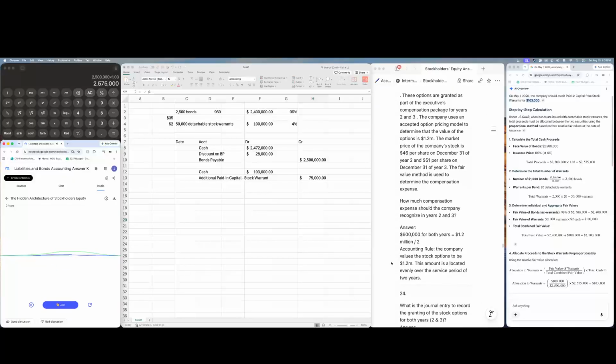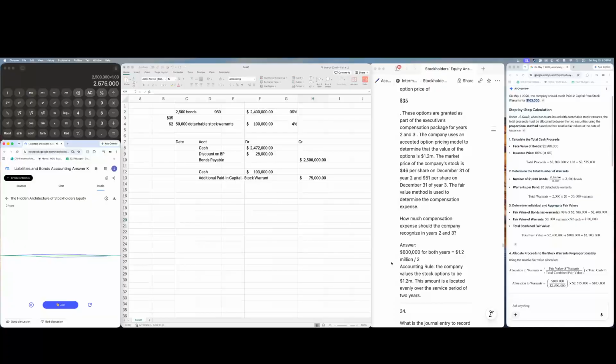You are right on the money with those numbers. Let's clear up that math for you. It is a perfect follow-up to the example you were just starting to piece together. So we have that total value of $1.2 million for the options. Since the service period covers 2 years, years 2 and 3, we use straight line. Okay, let's unpack this. We just divide that total value by the number of years. Exactly. 1.2 million divided by 2 gives us $600,000.